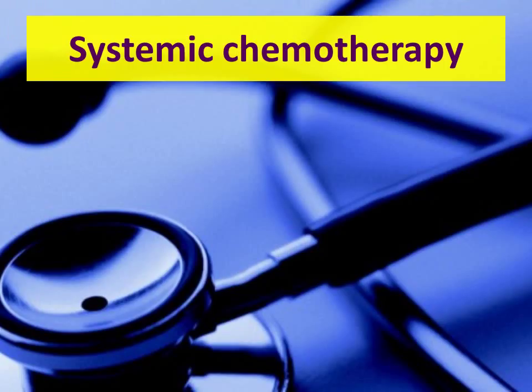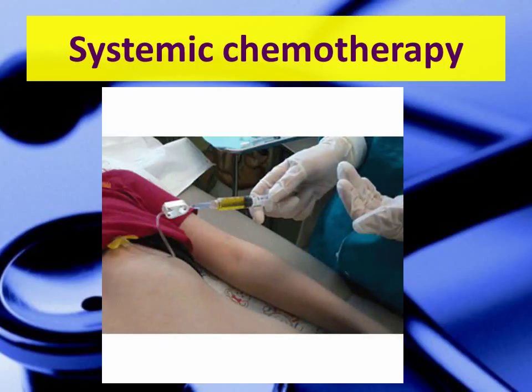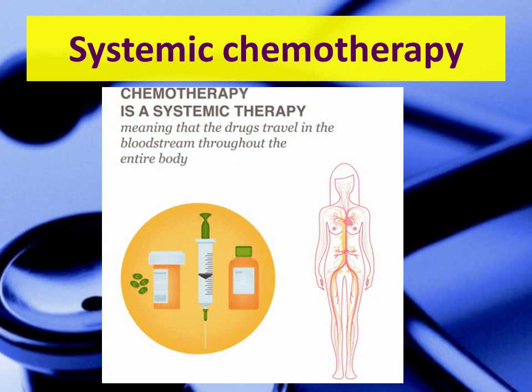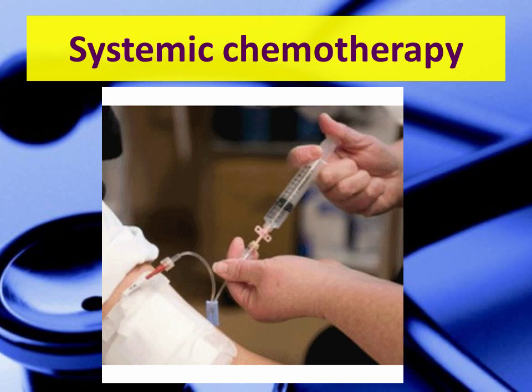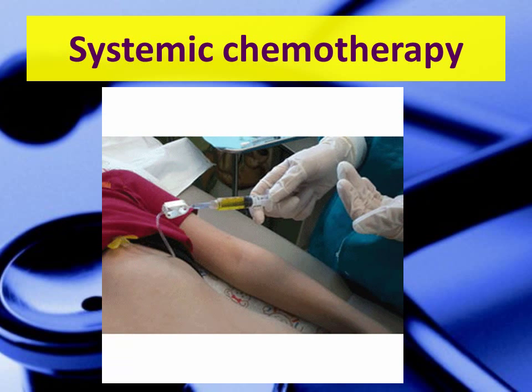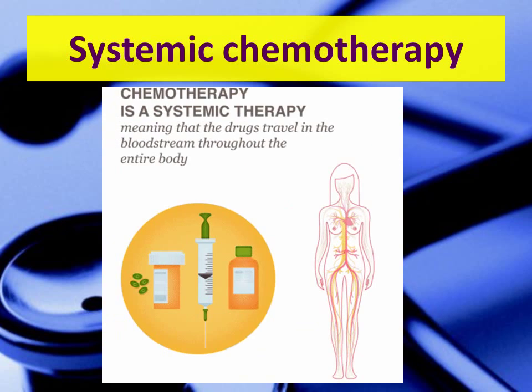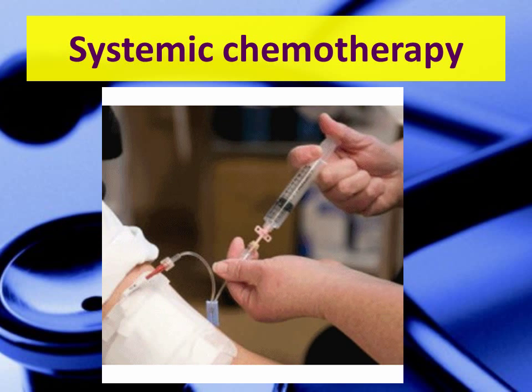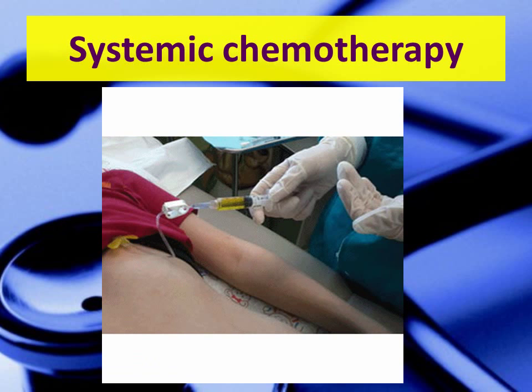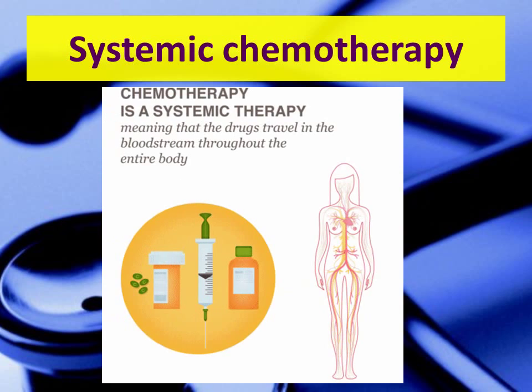Systemic chemotherapy is usually prescribed by a medical oncologist, a doctor who specializes in treating cancers with medication. Systemic chemotherapy gets into the bloodstream to reach cancer cells throughout the body. Common ways to give chemotherapy include an intravenous tube placed into a vein using a needle or a pill or capsule that is swallowed.